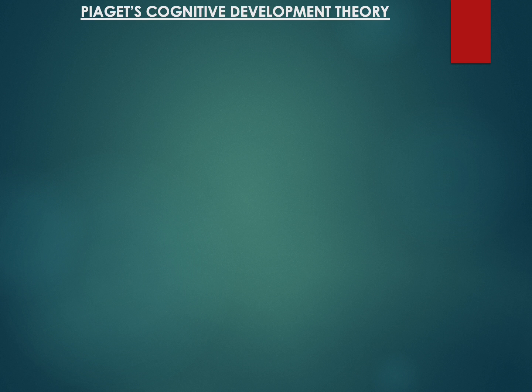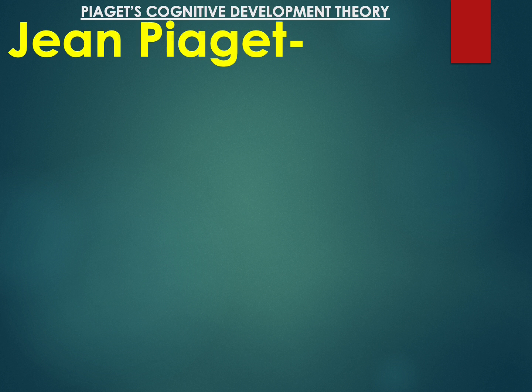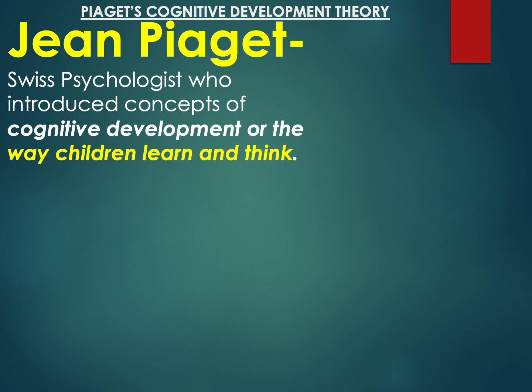We proceed to Piaget's cognitive development theory. Coming from the word cognitive, it means mental functioning. This theory was promulgated by Jean Piaget. He is a Swiss psychologist who introduced the concepts of cognitive development, or the way children learn and think.